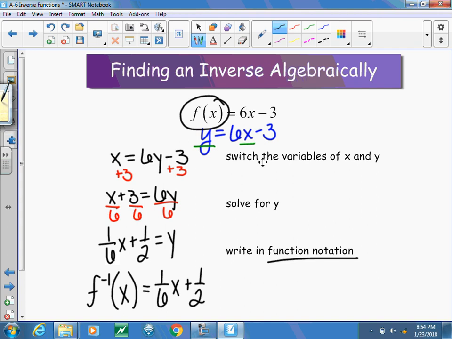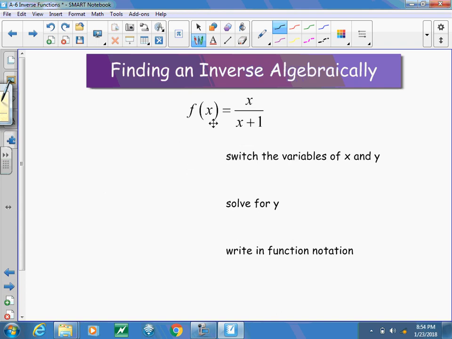So, switching the variables, solve for your value of y, and then just rewrite the expression. Okay, taking a look at a different one here. Again, this is the same thing as y is equal to x divided by x plus 1. So we're going to start out by switching the variables around. So x is equal to y divided by y plus 1.